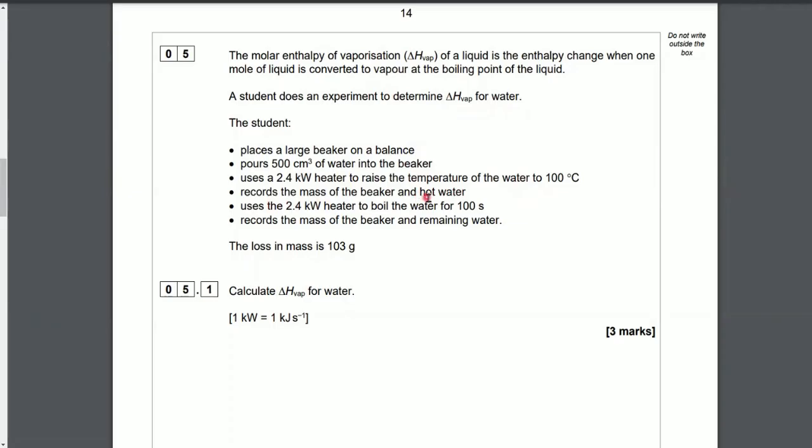They record the mass of the beaker and hot water. They use the 2.4 kilowatt heater to boil the water for 100 seconds. They record the mass of the beaker and the remaining water. The loss in mass is 103 grams. Calculate the enthalpy of vaporization of the water. 1 kilowatt equals 1 kilojoule per second.